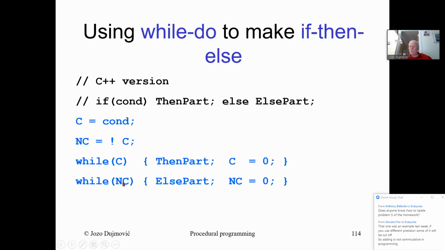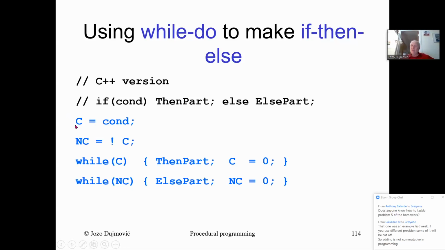You are not going to execute this second loop. Therefore, if condition is true, we execute the then part only once and go out. If condition is false, then not C is going to be true. We come here with false, skip the first loop, come here with not C true, execute the else part. Then close the switch by putting not C is 0, come here, try to execute the second time, fail, go out.